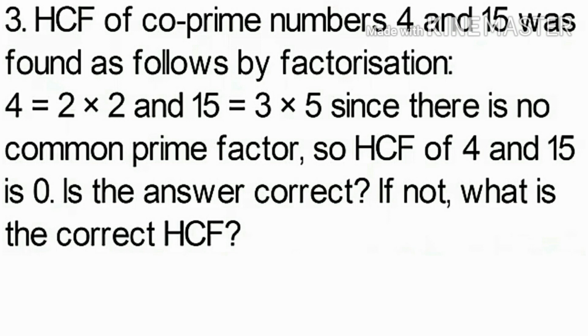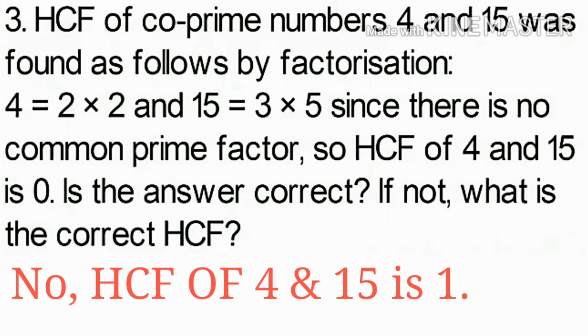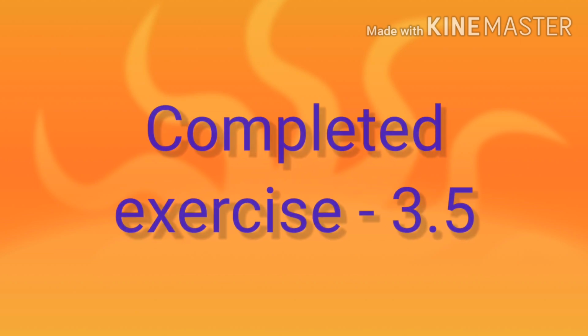Because there is no common factor, no common term is there. But whenever there is no common term, the HCF is always 1, not zero. Zero cannot be the HCF of anything. It will always be 1 if there is no common number. For 4 and 15, the HCF would be 1, not 0. Understood students? Now you will write the solution: No, the HCF of 4 and 15 is 1. This is the correct HCF. Understood students? We have completed our exercise 3.5.